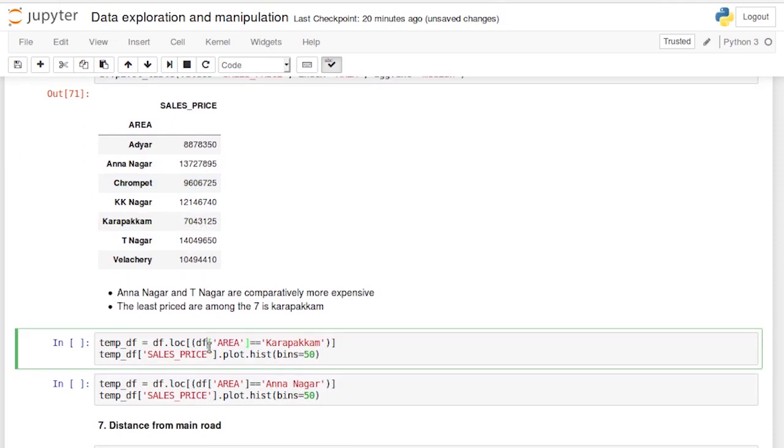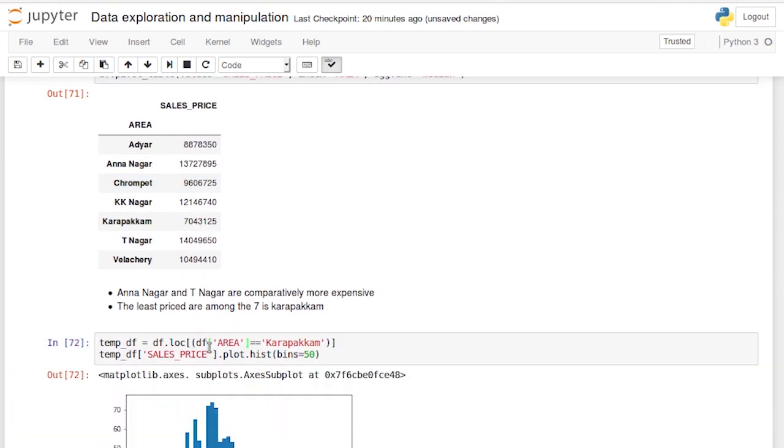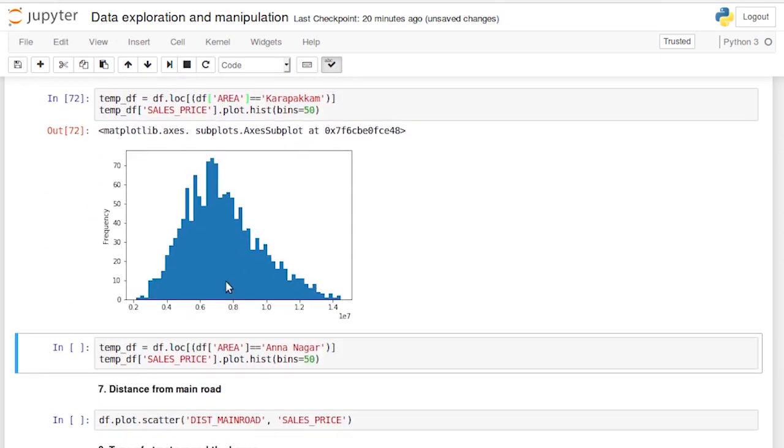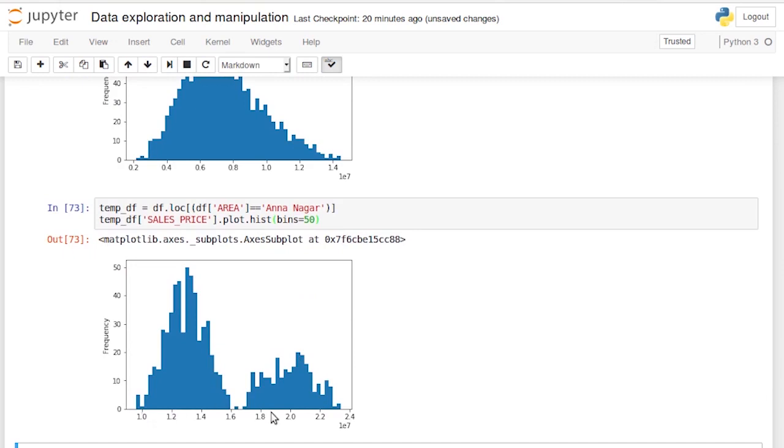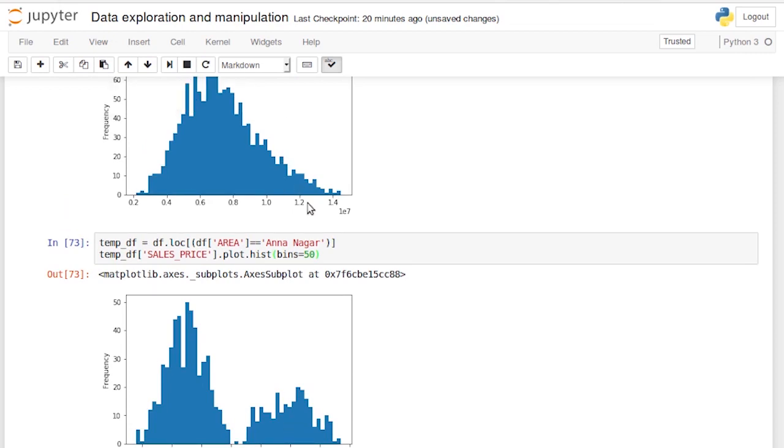Now let's create sales price plots for different areas. So here I have a plot for Karpakkam, and you can see that the value range is slightly lower because our maximum value went up to 2 crores. Now let's do the same for Anna Nagar, and we can see that the scale has a very huge difference. Here there are a lot of houses which have values higher than 1 crore, whereas here you can see that there are only a few houses.